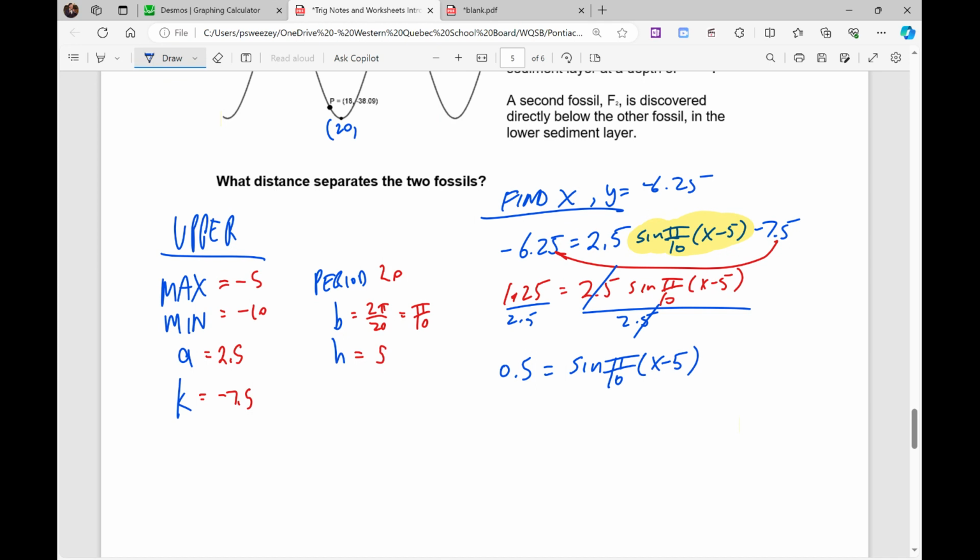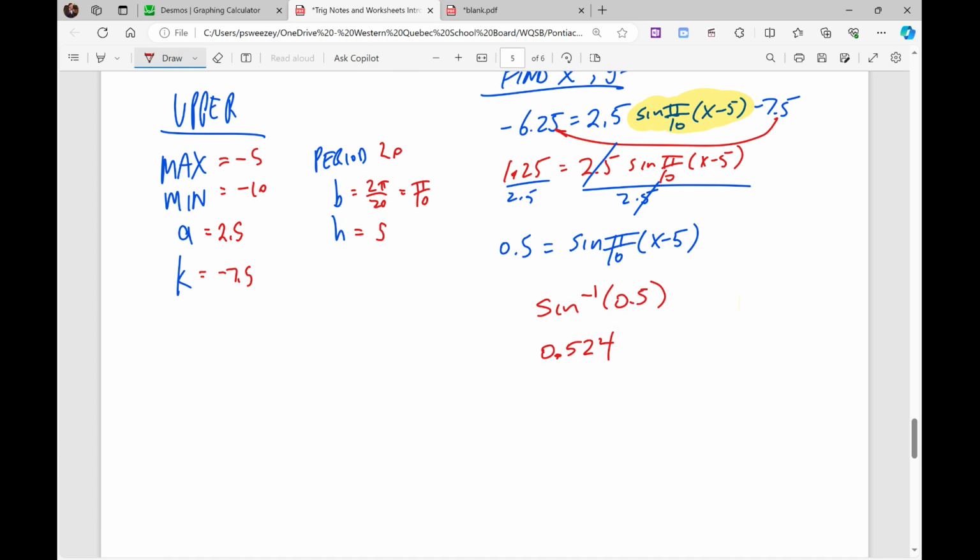If you don't know what this means, then just bug me in class and I'll sort it out for you. But essentially, this next step is going to be me writing out sine minus 1 of 0.5. So shift sine 0.5. And it's going to give me something like a value of 0.524. Right? 0.524. Now again, as mentioned in a previous video, what we are using this for, this is essentially theta.